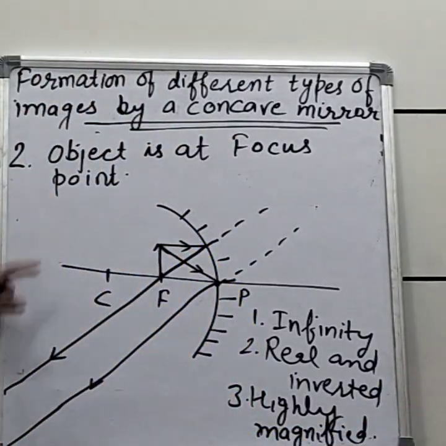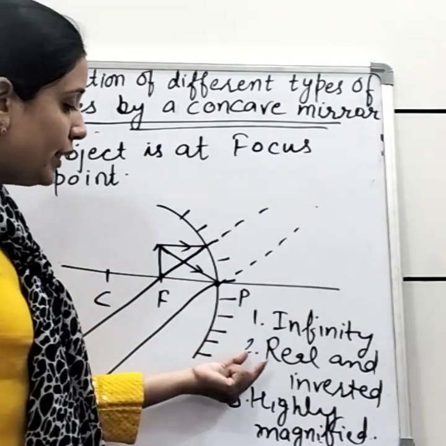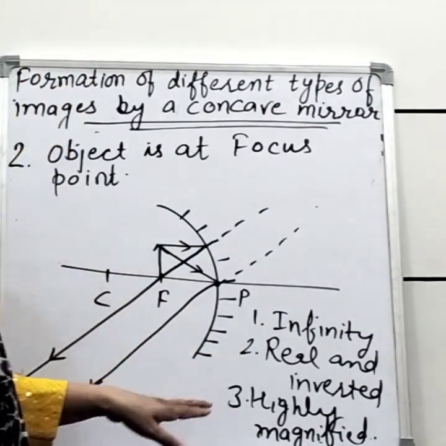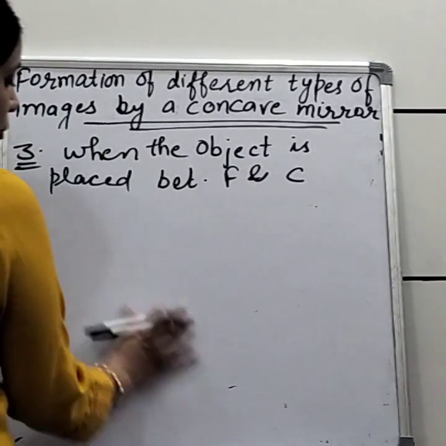So when the object is placed at the focus point, then the image will form at infinity, real and inverted and highly magnified. When the object is placed between F and C, then how is the image formed?